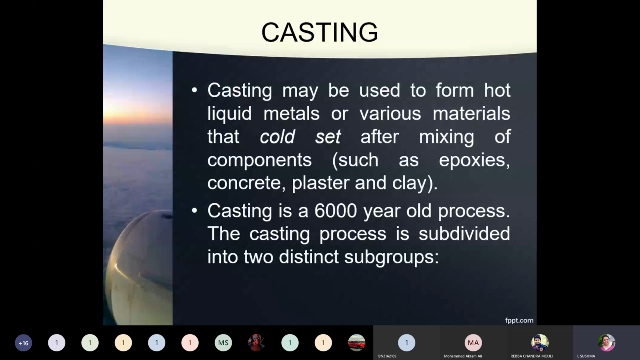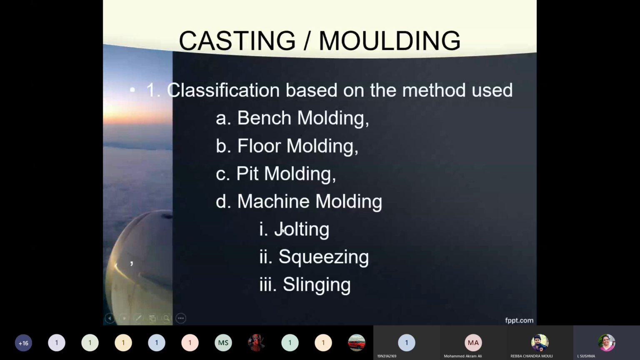Okay, so in casting you have different types. Casting is classified on two basic types: classification based on the method being employed, and classification based on the materials being used. The first one is bench molding. Bench molding is nothing but you keep the object or the process on a bench and do the complete process. If it is very big and you can't handle it on the bench, you will go for floor molding, where you keep everything related to this process on the floor.